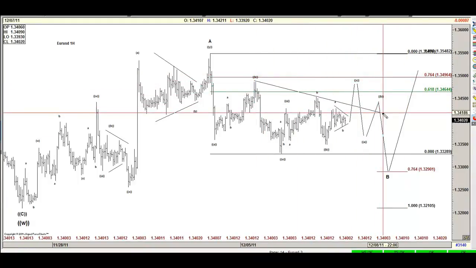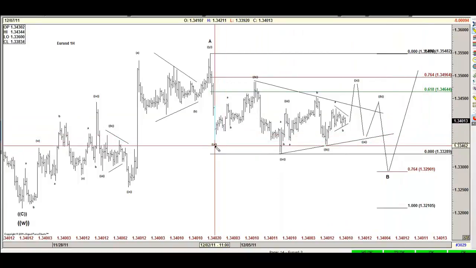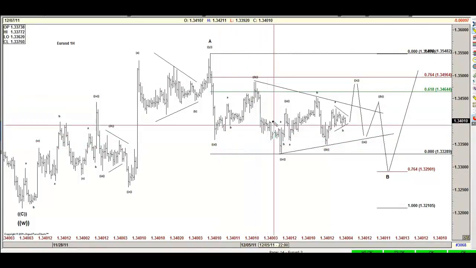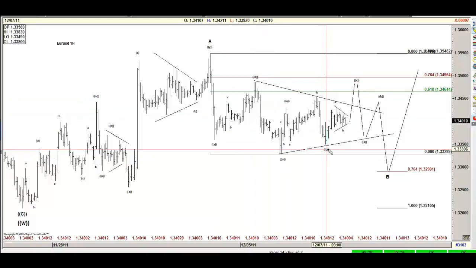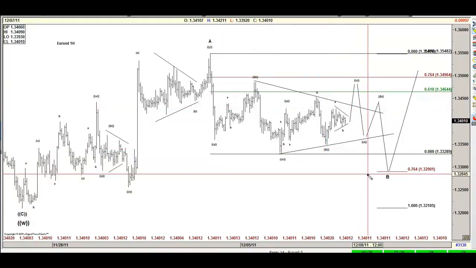Now, another scenario is this one. A triangle. You have A, and then you have A, B, C, D. We are in the E, and a bust lower to 3290. All right, so 3 scenarios going to the same area.